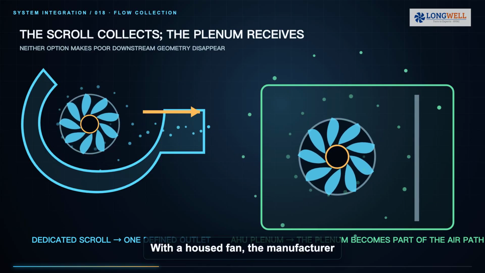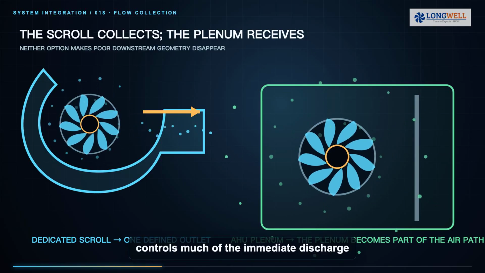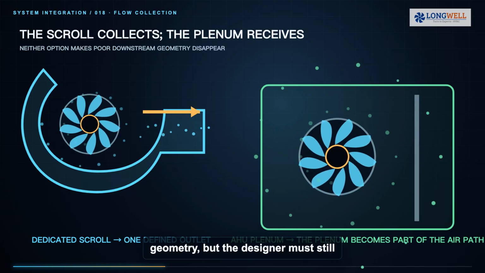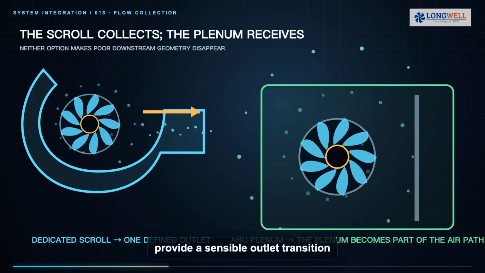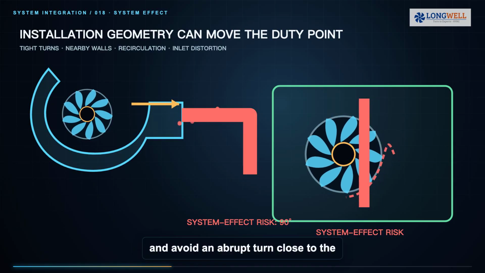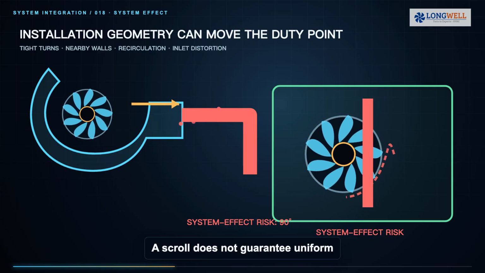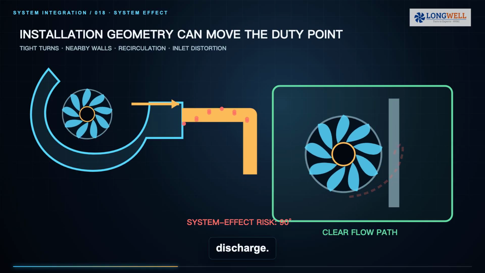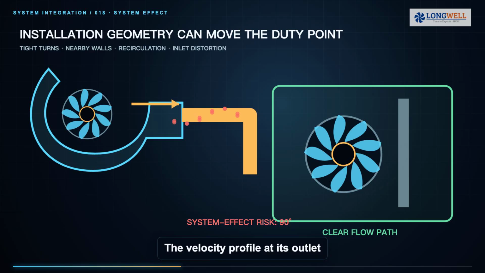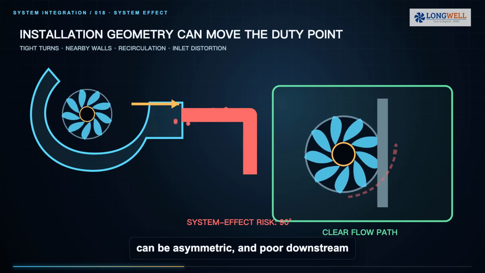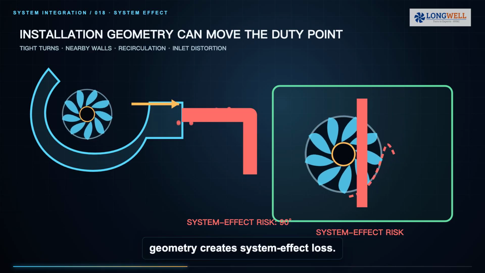With a housed fan, the manufacturer controls much of the immediate discharge geometry, but the designer must still provide a sensible outlet transition and avoid an abrupt turn close to the fan. A scroll does not guarantee uniform discharge. The velocity profile at its outlet can be asymmetric, and poor downstream geometry creates system effect loss.